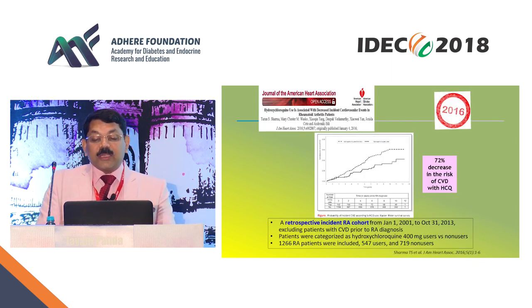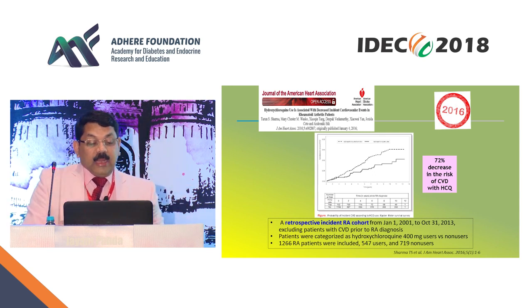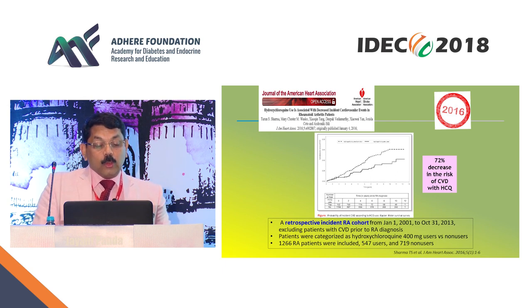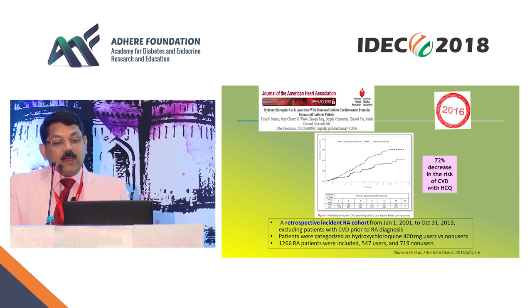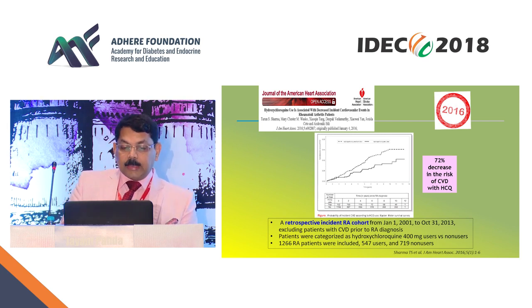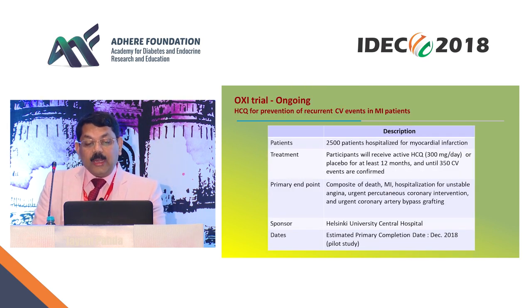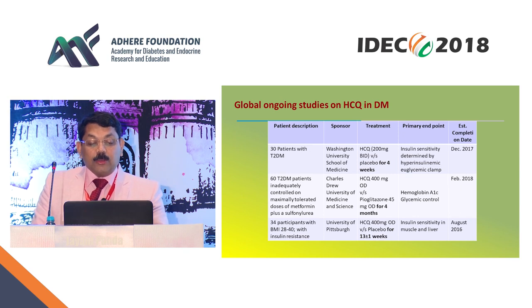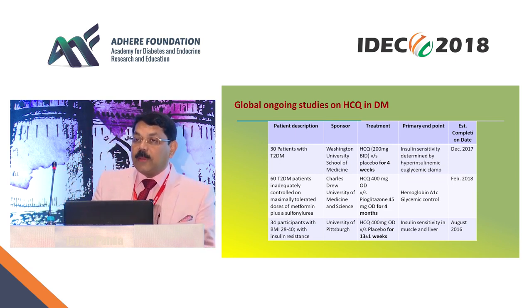In rheumatoid arthritis, it shows 72% decrease in the risk of cardiovascular diseases, and the retrospective incidental RA cohort shows a clear-cut advantage in this group. And if you go to the rheumatologist, they'll also show you the data how this drug effectively controls the inflammation, decreases the arthritis associated with diseases like rheumatoid, and eventually decreases the major adverse cardiovascular outcomes. So these are the Oxy trial, ongoing trial of CV events in the Helsinki University, and the outcome is yet to come. And so many global trials starting from the Washington University School of Medicine to the University of Pittsburgh and the Charles Drew University of Medical Sciences. They are studying this drug as a novel molecule in type 2 diabetes.